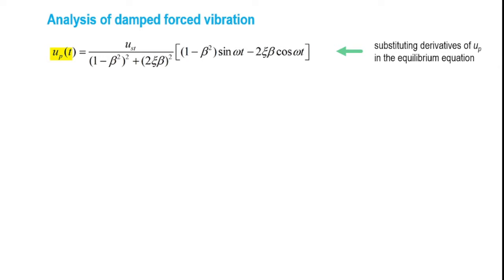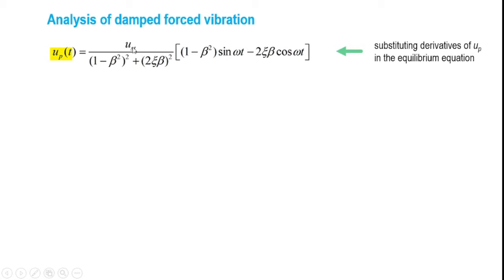This means that we can substitute the expression of up in that equation of equilibrium and easily obtain the particular solution up(t) as up(t) equal to ust divided by [(1 minus beta squared) the whole squared plus (2 c beta) the whole squared], into [(1 minus beta squared) sine omega t minus 2 c beta cos omega t]. Remember, as the particular solution corresponds to the forced vibration, it is important to note that this equation does not have any terms like omega n. Instead, it has a term containing omega, which is nothing but the excitation frequency.